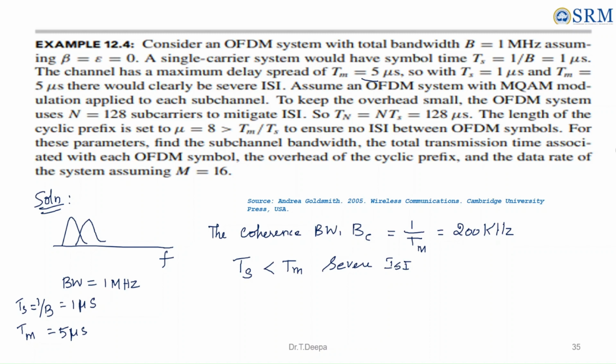Assuming the OFDM system uses M-ary QAM modulation, where M is the number of symbols in the constellation, we have N equal to 128 subcarriers. Now let us draw this spectrum again with subcarriers F0, F1 and up to the 128 subcarriers, so this is actually 127. Given N equal to 128 subcarriers, calculate Tn. Tn is equal to N into Ts.